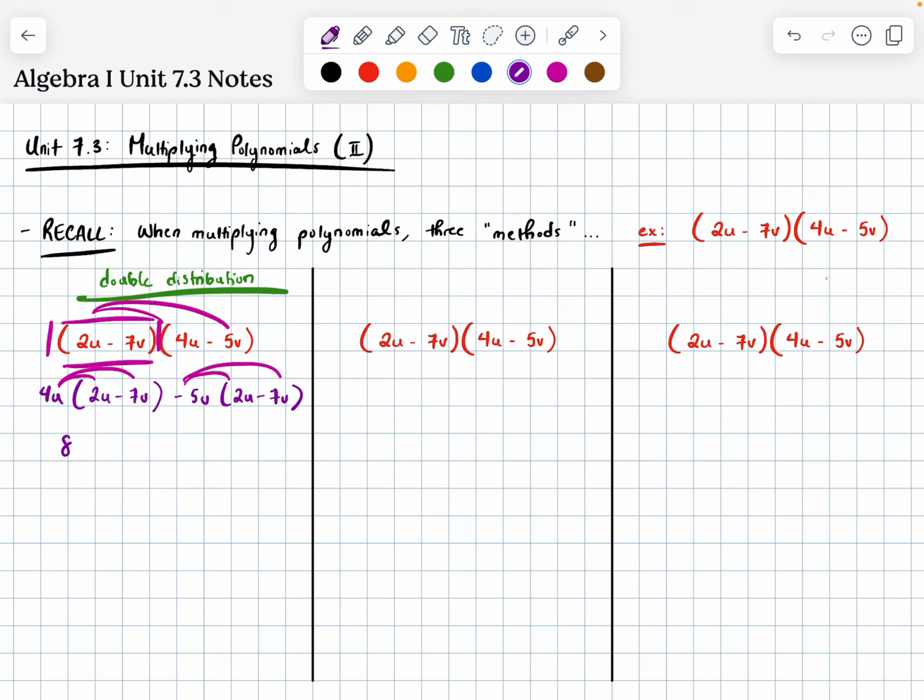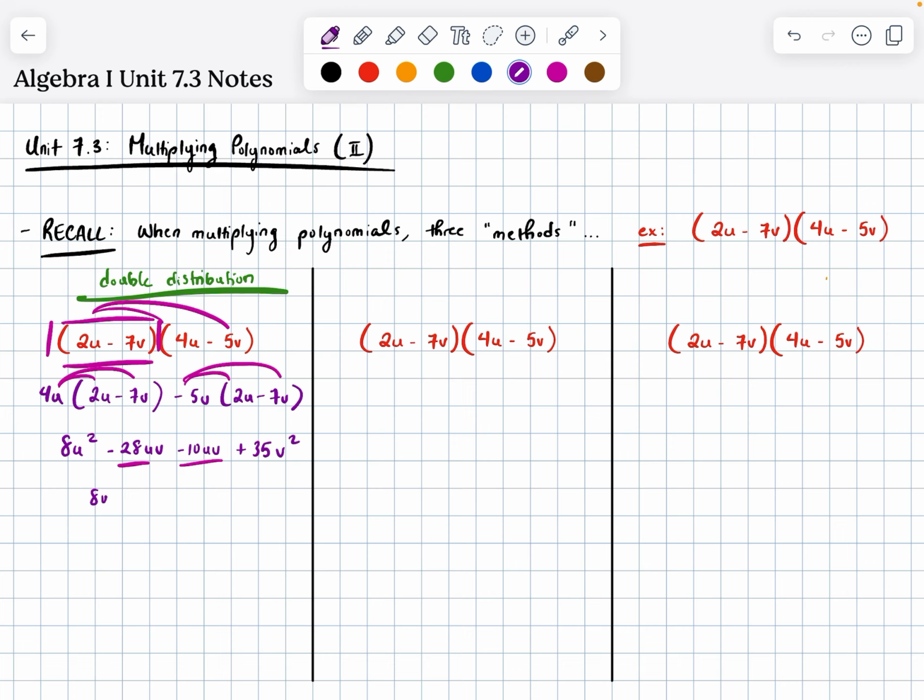Well, 4 times 2 I know how to do, that's 8. U times u I know how to do, that's u squared. 4u times negative 7v, I can do 4 times negative 7, that's negative 28. And u times v, well, that's just uv. Negative 5v times 2u, well, negative 5 times 2 is negative 10. V times u, writing that alphabetically, I can say that's another uv. Then I've got negative 5v times negative 7v. Negative 5 times negative 7 gives me positive 35. V times v is v squared.